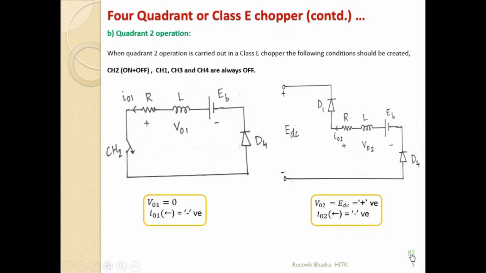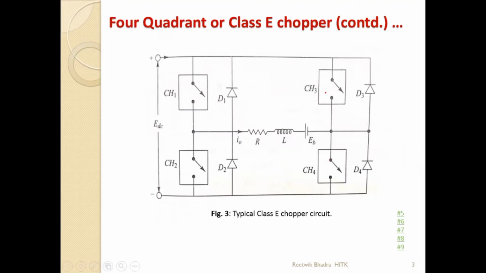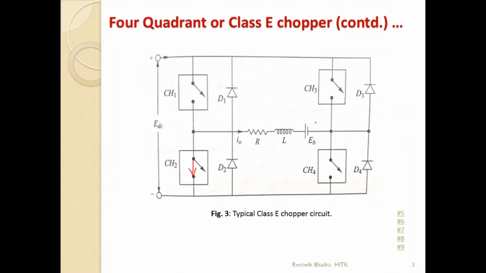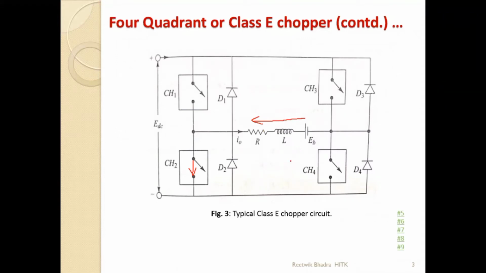Now if you go to the main figure, only CH2 is on. These are all open, so no need to take care of this. So again CH2 is on, the inductor will start charging. Now this is off, this is off, this is off, the source is not connected, so this EB is acting as my source. What will happen is this EB will force my current through the inductor, or charge my inductor, in this direction, so current flow will start in this direction.